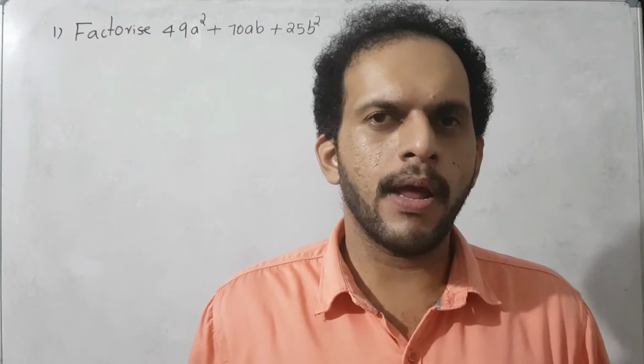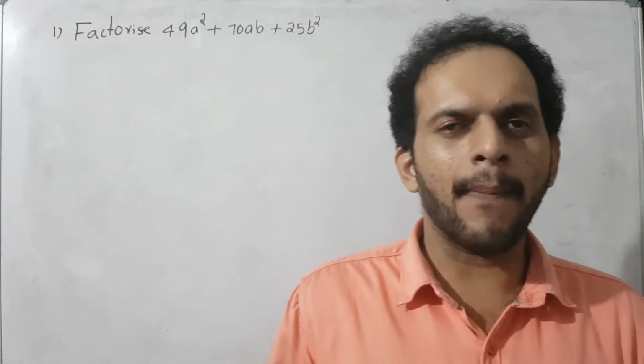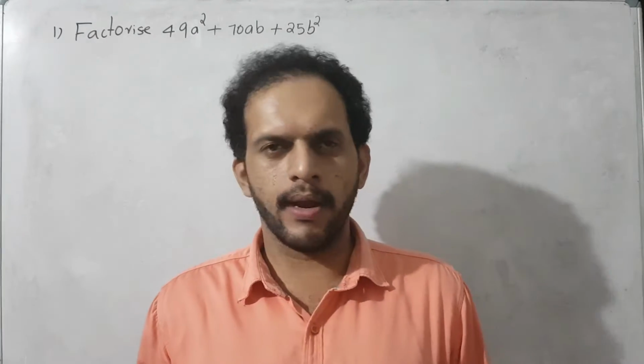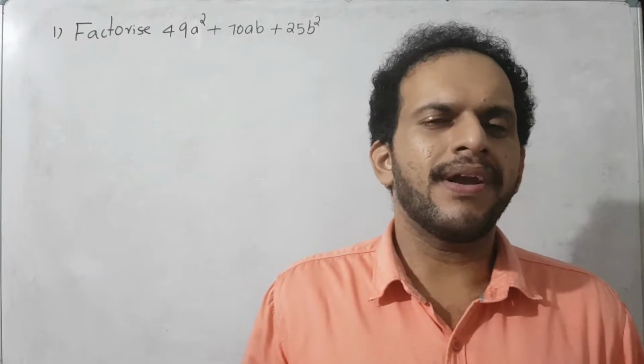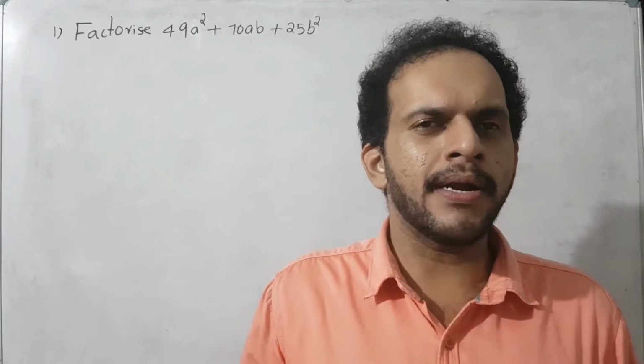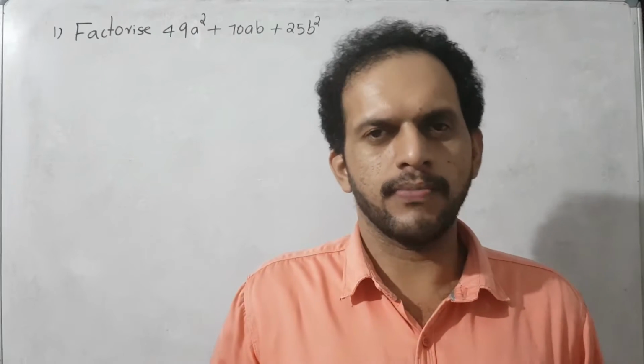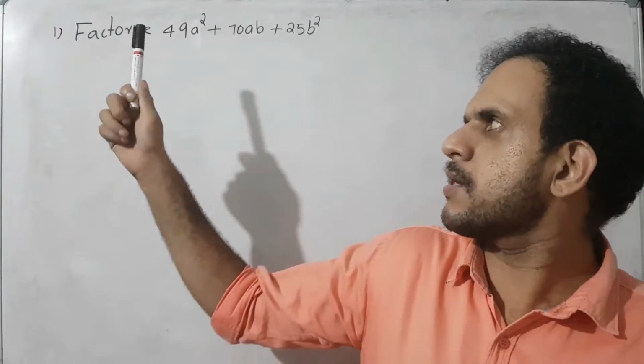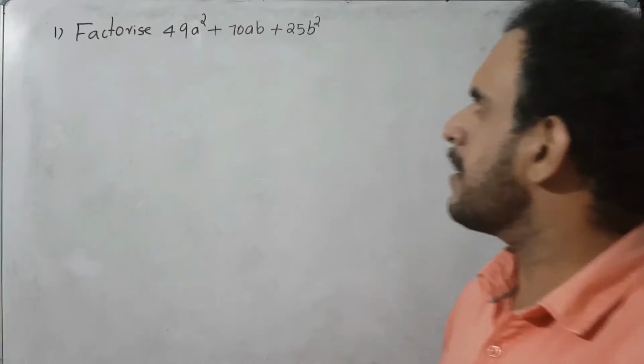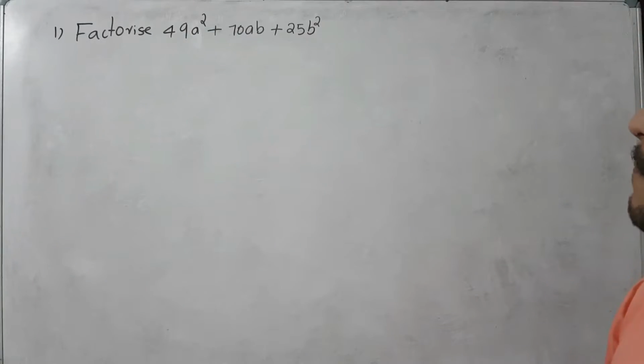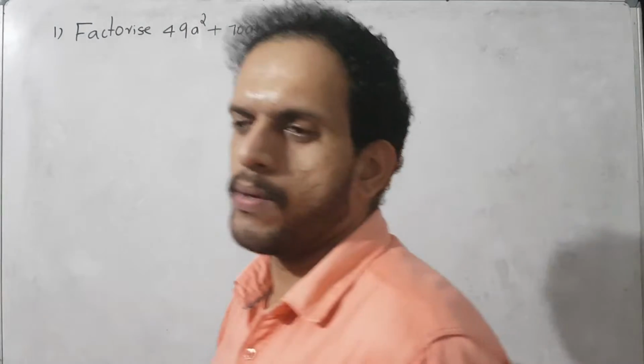In the last class we learned about the identities and how to apply them in different situations, correct? Next we're discussing how to apply the identities in factorization. Okay, the first question: factorize 49a square plus 70ab plus 25b square.